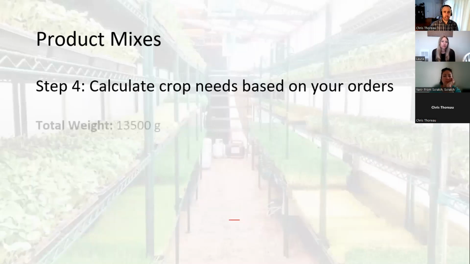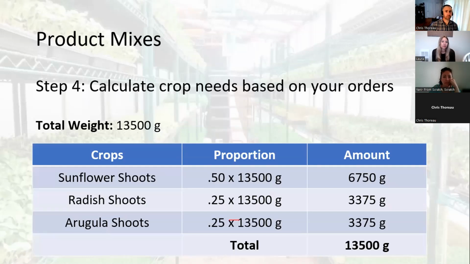Going back to our table, our total weight is 13,500 grams. We're going to take our proportion, so 50% of 13,500, 25% of 13,500, and then do the calculation for each of those crops. And then what I like to do when I'm doing stuff like this is a double check. So I have the total there again. My total weight was this, I'm breaking it down into these different sections, and then I'm double checking. I do that double check just to make sure my calculations are correct.